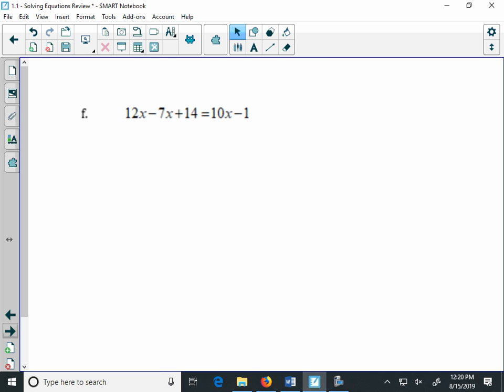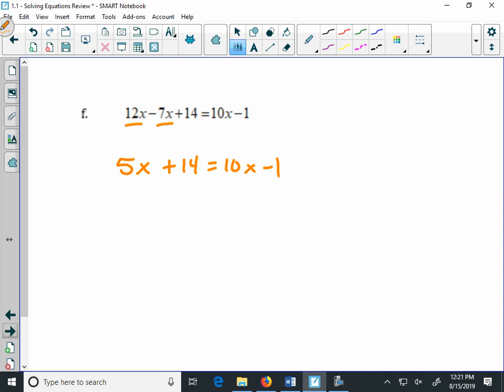Now we have 3x. But before we do anything, what do we need to do first? Combine like terms. Always combine those like terms. Again, same side, same sign. What are my like terms? What do we get when we do 12 minus 7? 5. And then we solve.